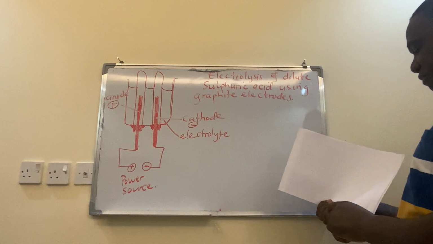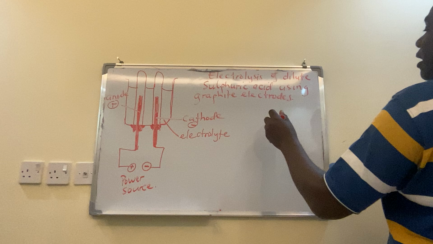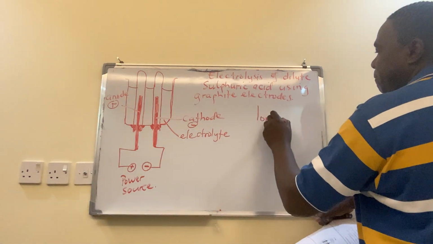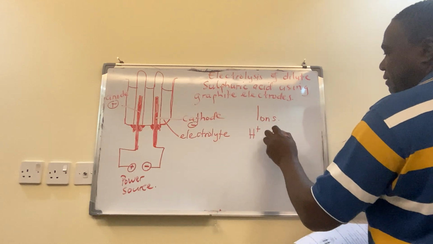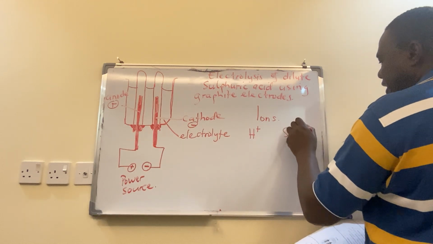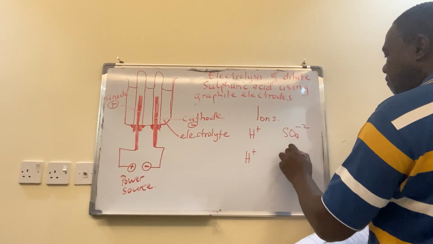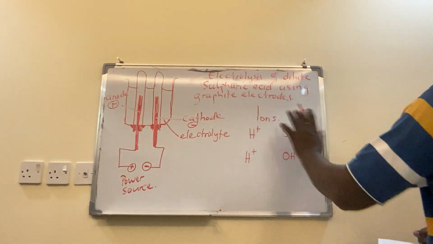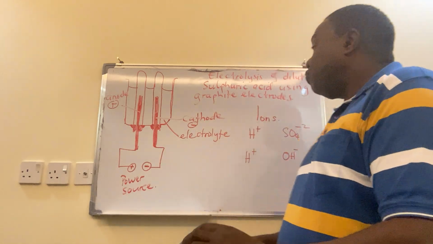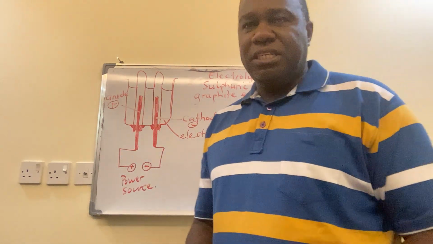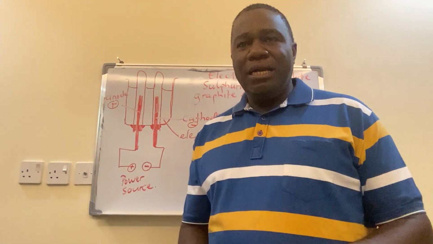Dilute sulfuric acid. Now, if we analyze the compound dilute sulfuric acid, what are the ions present? The ions that are present from sulfuric acid, we have H plus and we have SO4 2 minus, and then from the water we have H plus and we have OH minus. So these are the 4 ions that are present in dilute sulfuric acid. So we're going to do what we call selective discharge of ions here. Because we have 4 ions, we're only supposed to discharge 2.